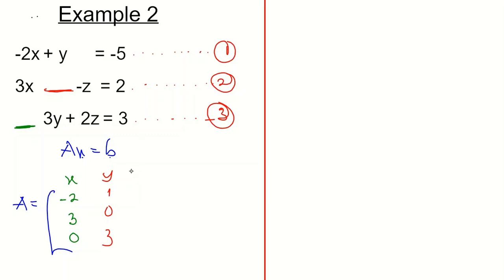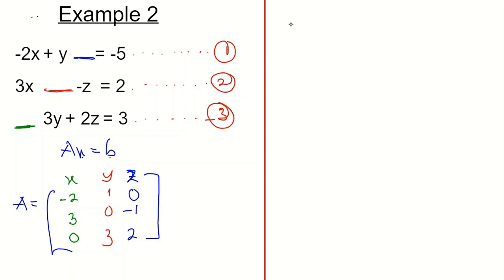And so the coefficient of z in equation 1 is 0, since there is no z variable here. The coefficient of z in equation 2 is -1, and the coefficient of z in equation 3 is 2. And so this is how we can write the matrix of the coefficients.